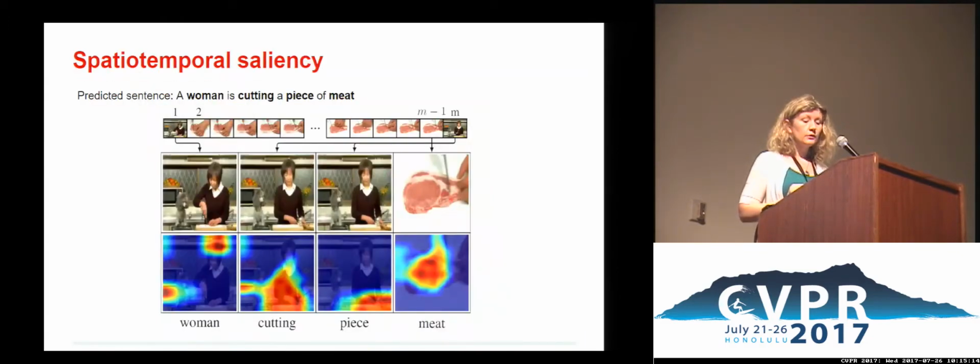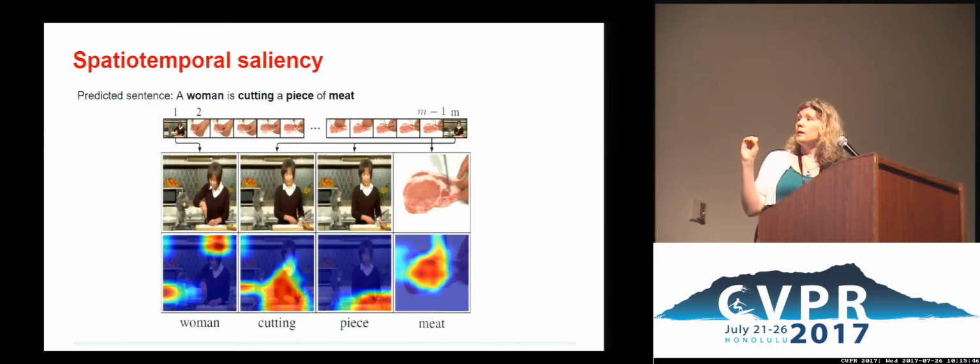And so if we go back to this video that I showed you in the beginning, where the model predicted a woman is cutting a piece of meat, now we can actually visualize, using this approach, the frame that had the highest saliency for each of the words in the caption. These are the frames that I'm showing you here. And also in each of those frames, we can see the spatial attention that was predicted by our model, which shows the visual evidence.